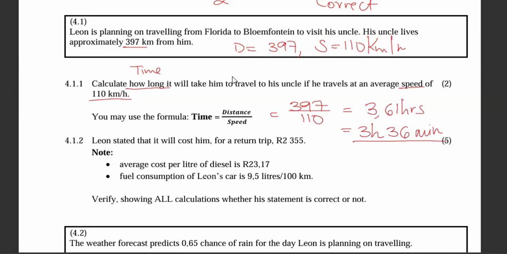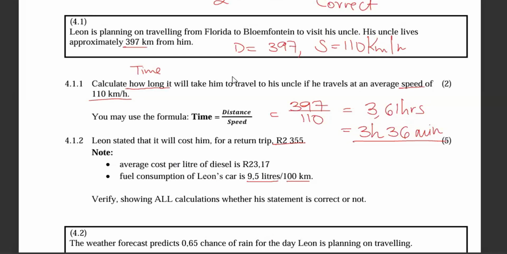Okay. The same person, Leon, stated that it will cost him for a return trip 2,355. Note, an average cost per liter of diesel is 23 rands 17 cents. And fuel consumption simply means the fuel the car takes for every 100 kilometers, it's 9 liters and a half. Okay, verify showing your calculations.